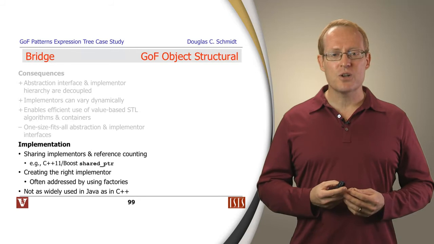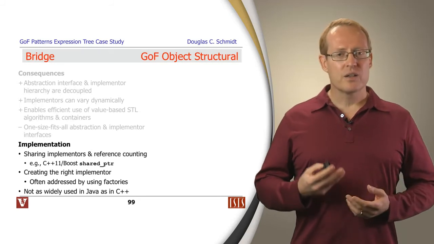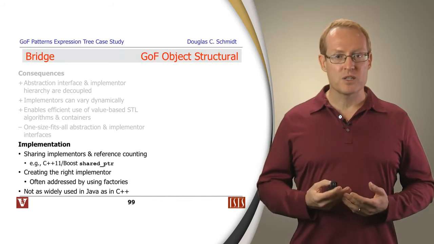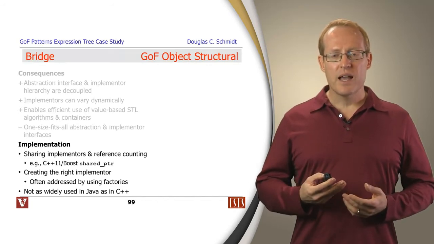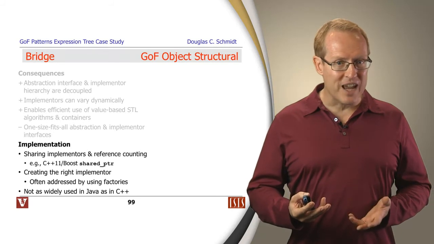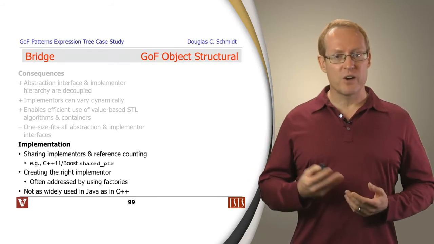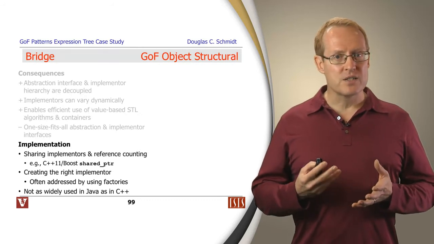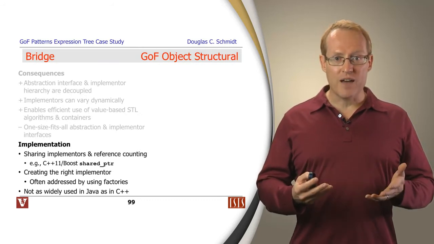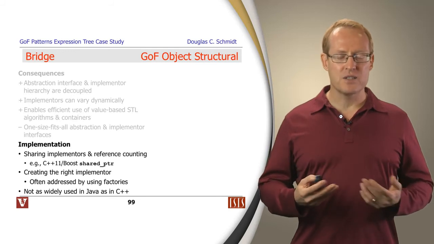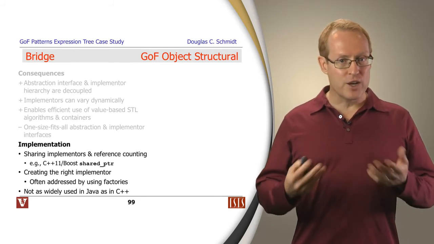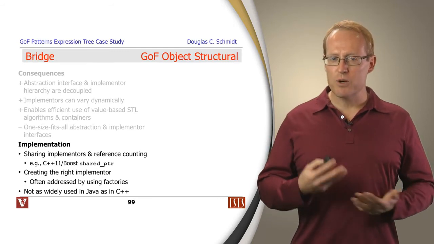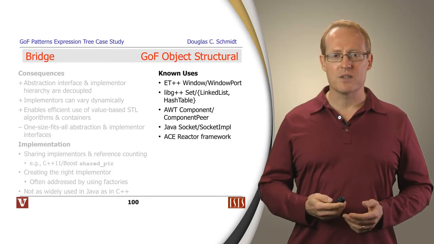Some implementation concerns, some things to consider. How do you do the reference counting? How do you share implementers? We're using C++11 and Boost shared pointers. How do you create the right implementation? We'll see later on we're going to use various kinds of factory patterns to do that. It's also worth noting that the bridge pattern is not as widely used in Java as it is in C++. In C++, it's often used to manage reference counting and memory management automatically. In Java, that's less of an issue, so the bridge pattern only gets used in a couple of circumstances.